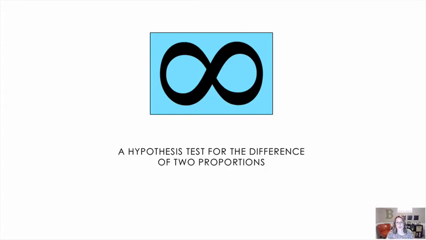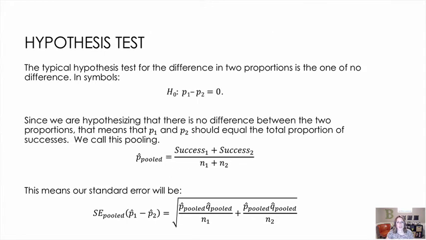We just learned how to make a confidence interval for the difference of two proportions, and now we're going to do a hypothesis test. So just as before, we're going to have a null hypothesis and alternative hypothesis. Now keep in mind that we're finding the difference of two proportions, and what we're assuming is that there is no difference, which means that when I subtract them, I get 0.